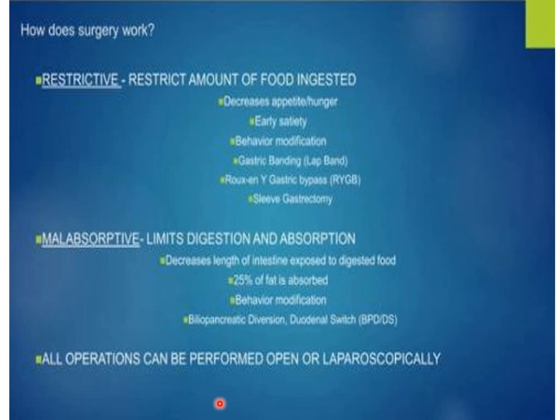What does that mean? Decreasing the length of the intestine exposed to the digested food. It means that part of the small intestine will be bypassed, so food does not pass through it. By this way, they decrease the absorption, especially of glucose. You know that high calorie food is converted to glucose, so they will decrease the absorption of it. Only 25% of the fat is absorbed this way, and also behavioral modification.